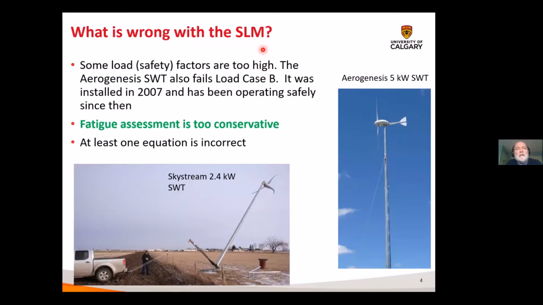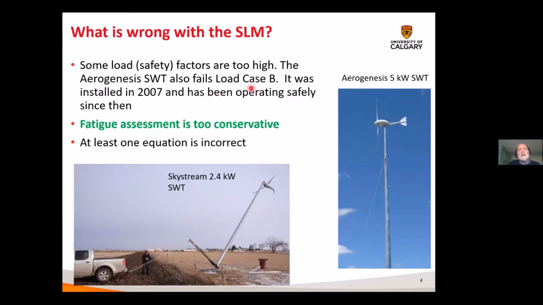The main thing that is wrong with it is that the safety factors are too high. I'll give you an example of that in respect to the gyroscopic loads in the next slides. If we look at another turbine that we've been involved with, a 5 kilowatt 2-bladed turbine, when we did the simplified load model assessment for that, the blades and the main shaft also failed for load case B that involves the gyroscopic moments. And as I keep telling anyone who listens, that turbine was installed in 2007 and has been operating safely since then.